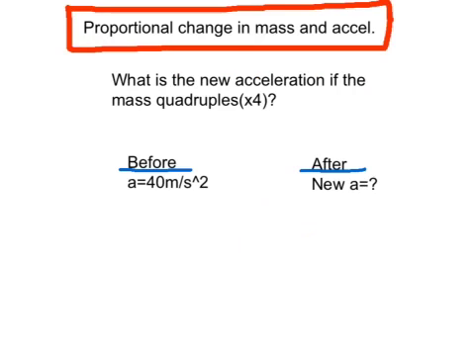In this slide, we're learning about proportional changes in mass and acceleration. The question is, what is the new acceleration if the mass quadruples? The acceleration before is 40 meters per second squared, and this is what we're trying to find after. What is the new acceleration?